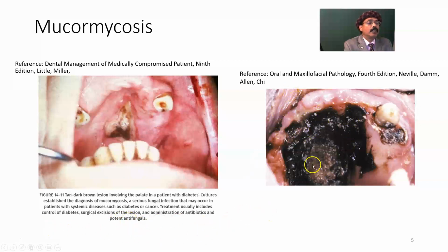Here is another patient, with involvement of the maxillary sinus, necrosed tissue, and damage to the alveolar process of the maxilla. This is a patient with uncontrolled diabetes; that may happen.